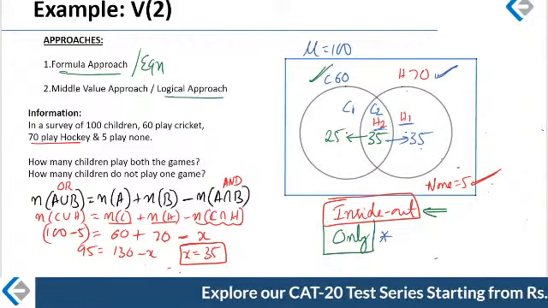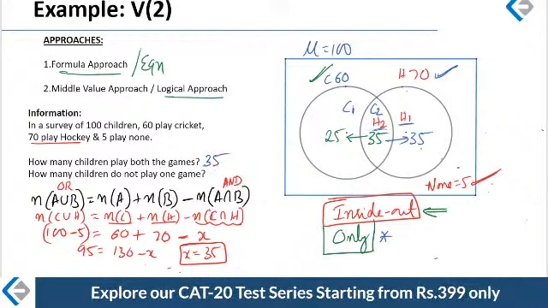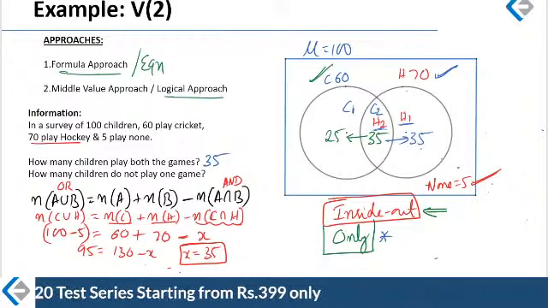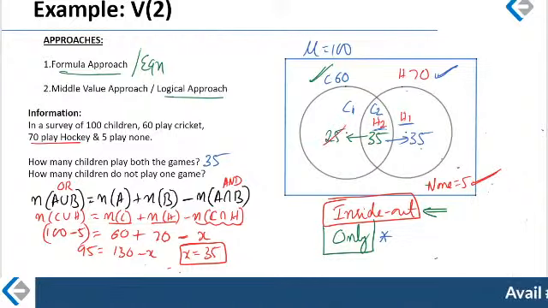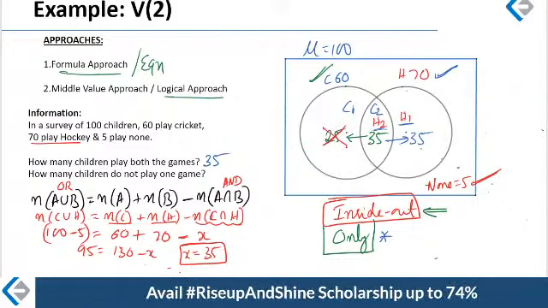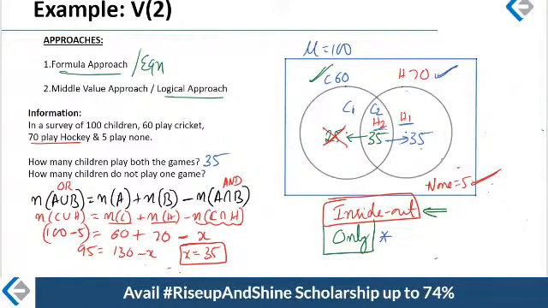How many children play both the games? Sure, this is 35, which we know. How many children do not play one game? How many do not play one game does not mean it becomes two games. Now these people play one game. Remove the people who are playing one game. Rest of them do not play one game. So how many do not play one game? 35.